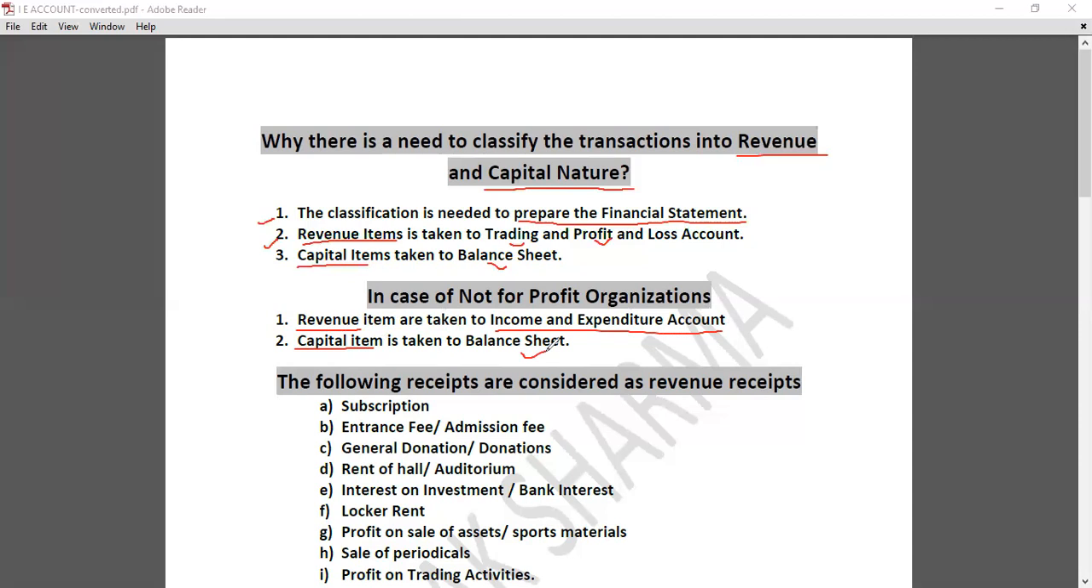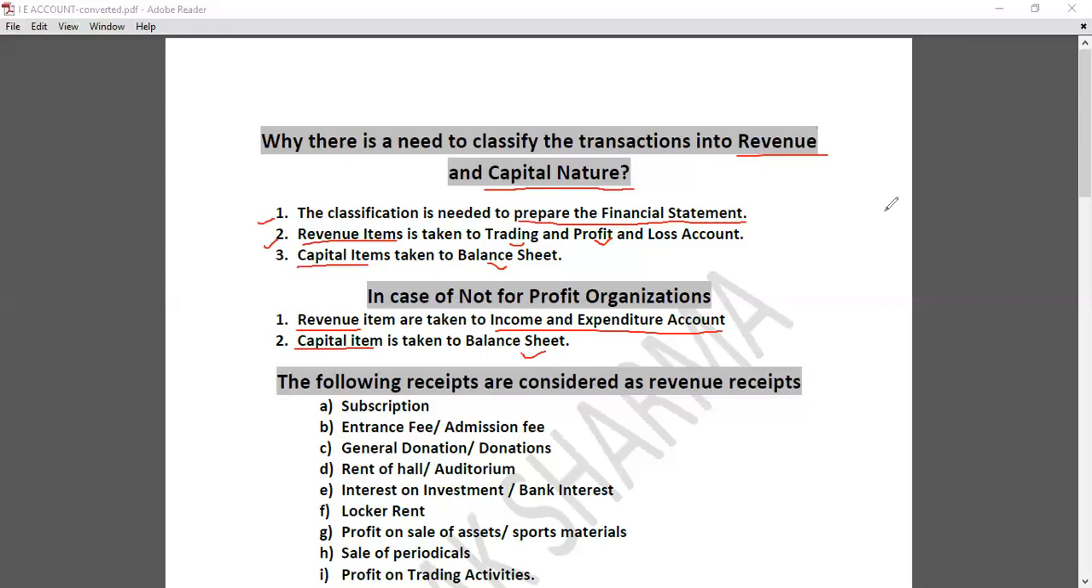Because if a student is not able to categorize between revenue and capital nature of transactions, then it will be very difficult for him to prepare the income and expenditure account. In the income and expenditure account, we take only revenue nature of transactions, and the rest, whatever is left, will be considered as capital nature of transactions, and that will be taken to the balance sheet. So this is from the perspective of the income and expenditure account.